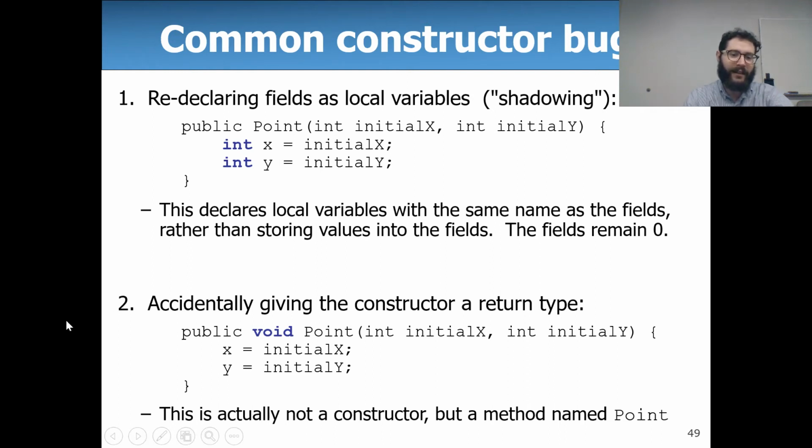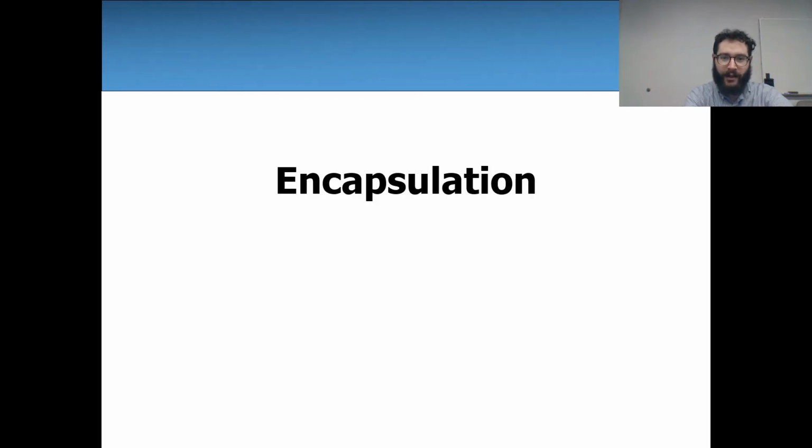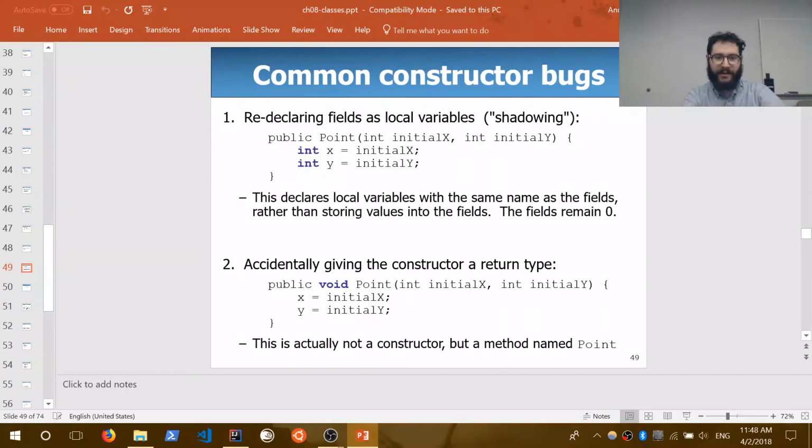And the other thing that's a common mistake is you accidentally put void over here. That makes it a method, not a constructor, so it's not going to get called when you construct the object. So remember, constructors have no return type. All right, so that's how we write objects.